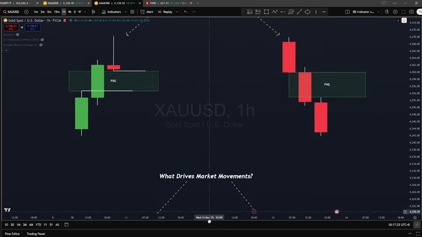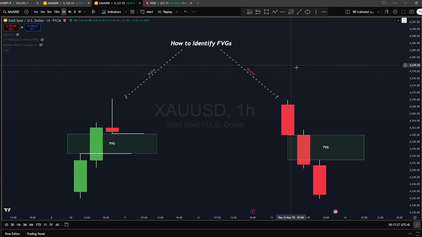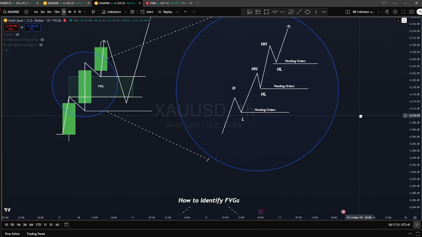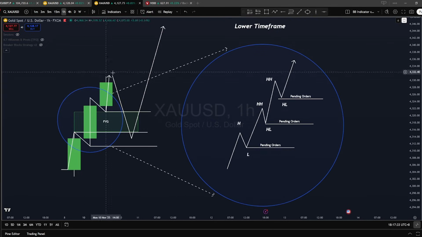Now, how do you spot them? Very simple. A 3 candlestick pattern. Then we went through what actually goes on the lower time frame when you spot the gap. So you understand that this is a key area of liquidity that price can eventually come back to collect orders to push price higher.